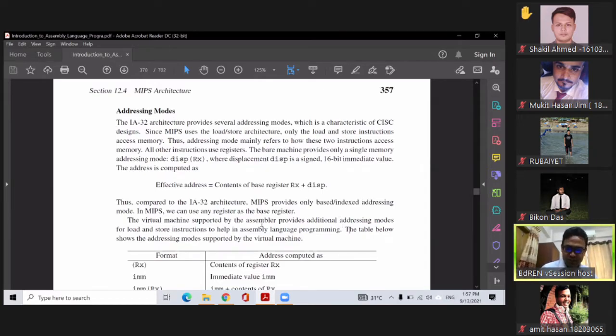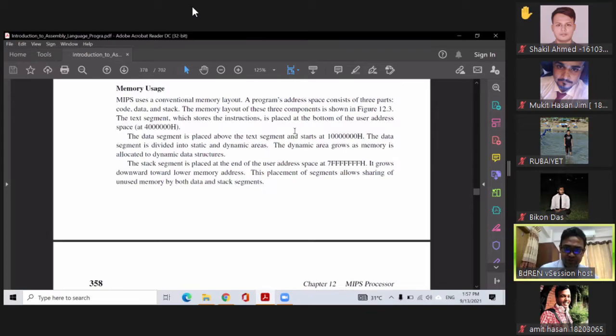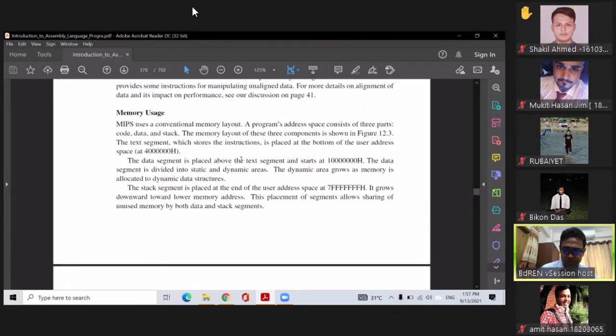So the main point here is that the addressing mode is very simple, and it is register-based addressing mode, because most of the tasks we do in the register, but there is some special load and store architecture. Only those use the main memory. Other than that, all others use the register. Right? So that is the addressing mode. The last part we are going to see is the memory use. This is the last topic, then we'll finish our class.